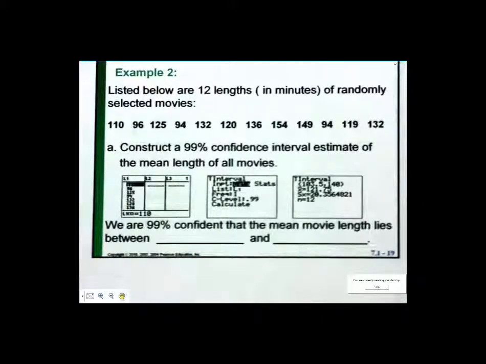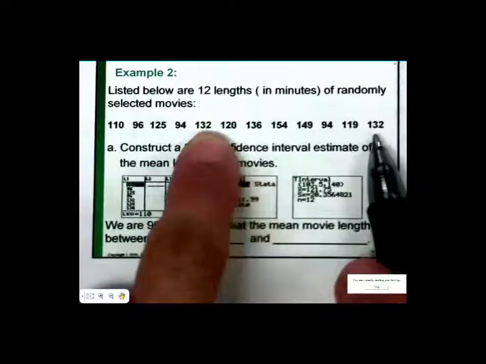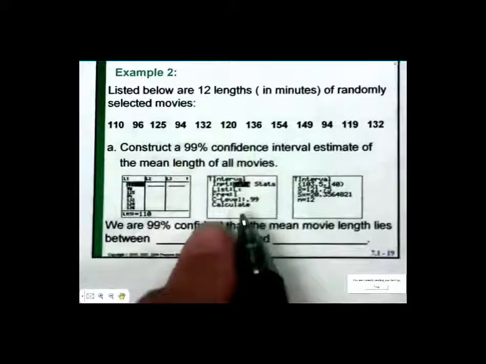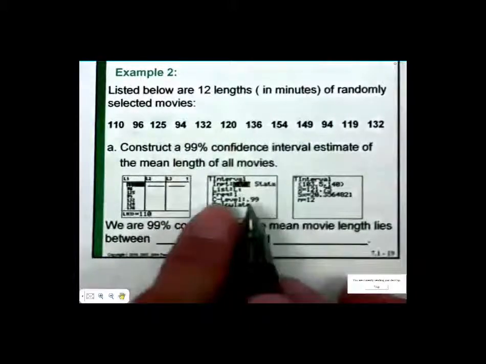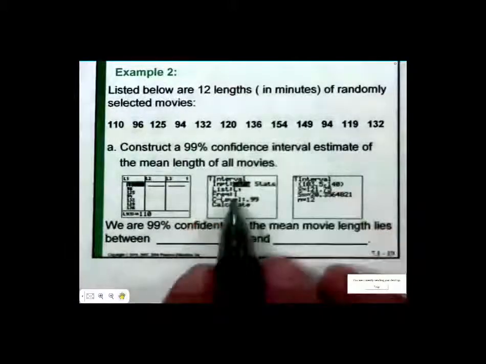If I had 2 movies, say, that were 132 minutes long, I could either put in 132 twice, or I can just put in 132 once and change its frequency to 2. It's easier just to put it in twice. We couldn't change the frequency of just one movie right here. That would change the frequency of everything. So go ahead and enter the 132 twice.